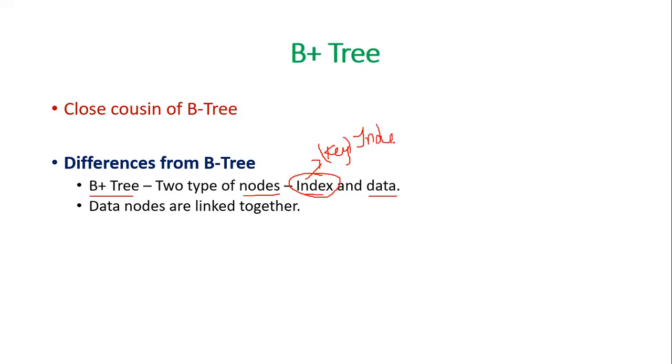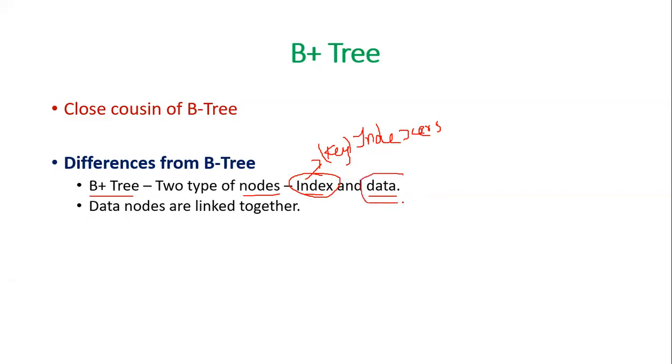Index means it is something like a pointer. So index means pointers. Just as of now, you understand this much: what is the index, and what is the data. All these things we'll be discussing in detail.